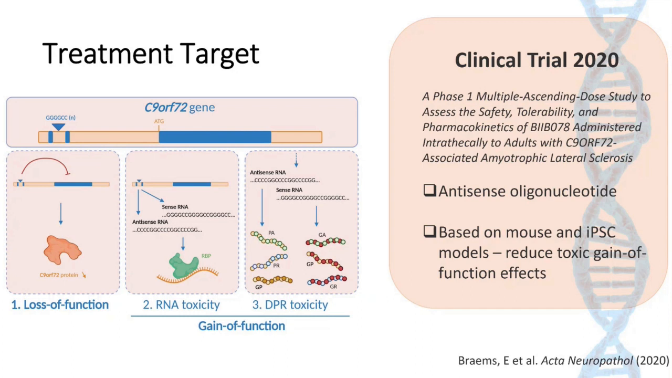And there is an ongoing clinical trial, the first in man treatment trial for c9ORF72 associated mutations in ALS, and it is an antisense oligonucleotide, which is similar to the SMA trials. And it's based on quite extensive studies that have been done in mouse models and in induced pluripotent stem cell models to try and reduce the toxic gain of function effects of c9ORF72. So hopefully this is something that will provide some hope and treatment for MND patients in the future.